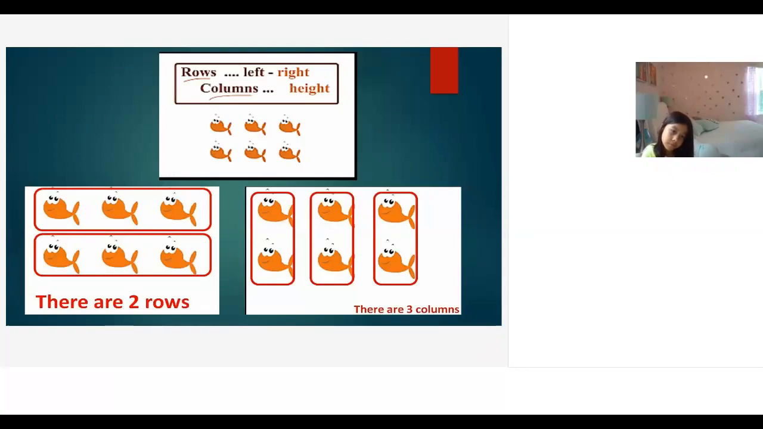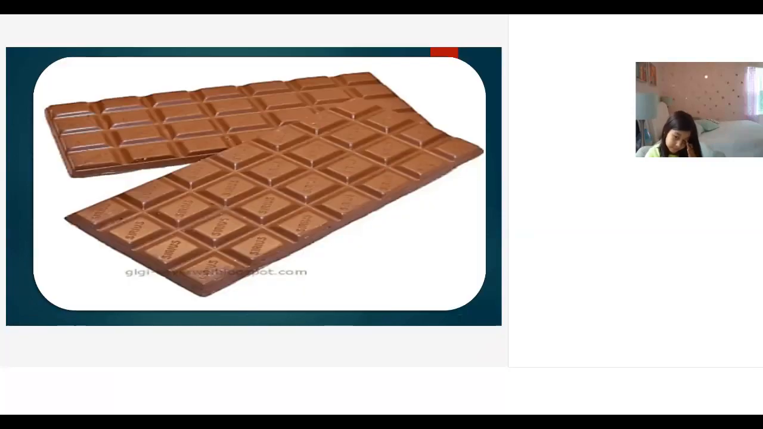You can take the example of chocolate. Okay. You can see a chocolate. It is divided into small brick type pieces. Have you seen that? Yeah. I just ate Kit Kat. Yeah, Kit Kat. Can you see this? So this is divided into number of rows and number of columns.